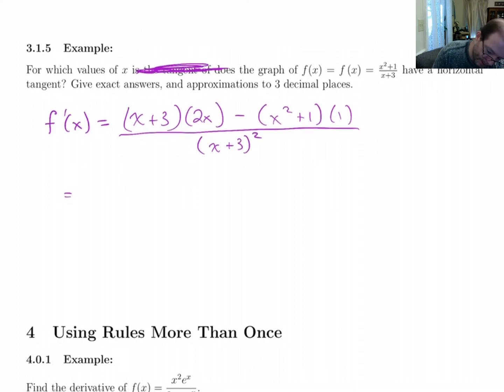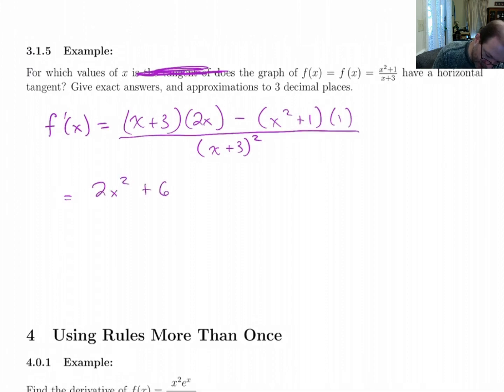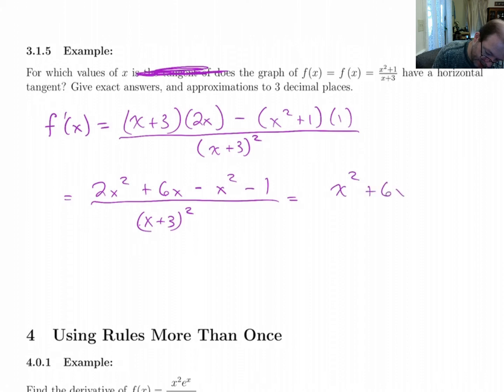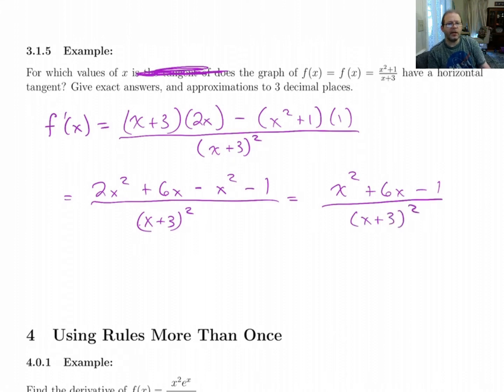All right, let's see, what's this work out to? 2x squared plus 6x minus x squared minus 1 over x plus 3 squared. Combine that together, you get x squared plus 6x minus 1 over x plus 3 squared. Okay, that's the derivative. But we're asking, where does it have a horizontal tangent? It has a horizontal tangent when the derivative is equal to 0. So what I need to do here is set this equal to 0 and solve.